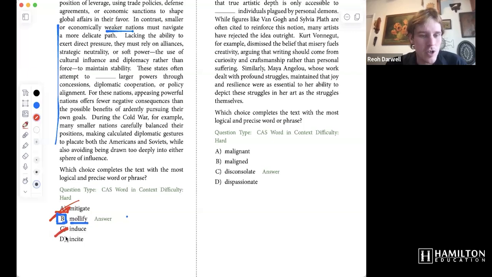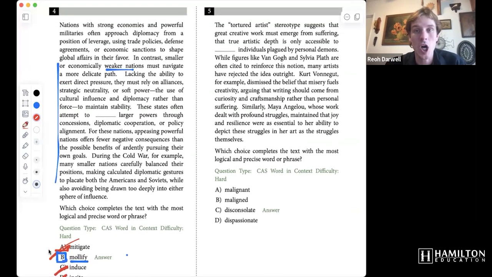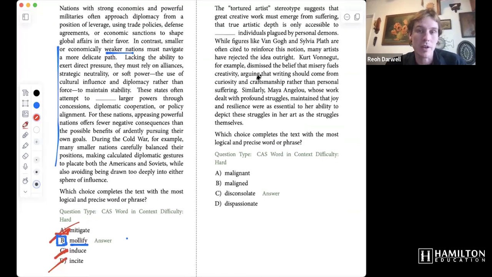And then to incite larger powers is an opposite distractor here, right? If you're inciting something, it means like you're causing something to happen, usually in a sort of violent way, right? Inciting violence is to like get people all agitated and acting up. So that doesn't work here either.